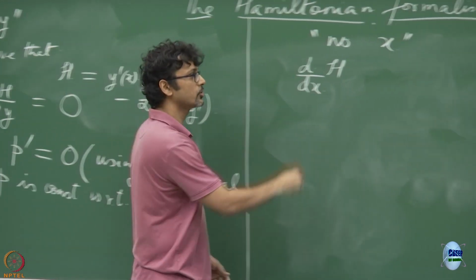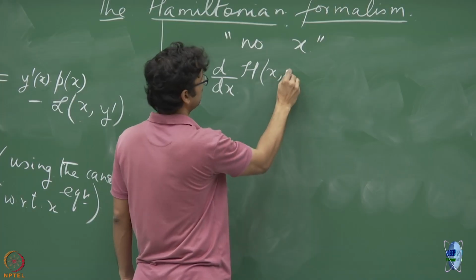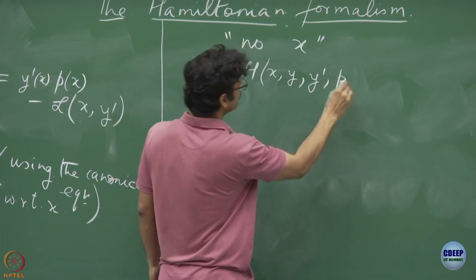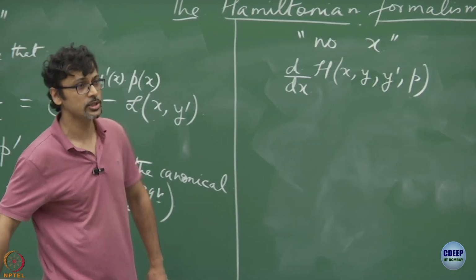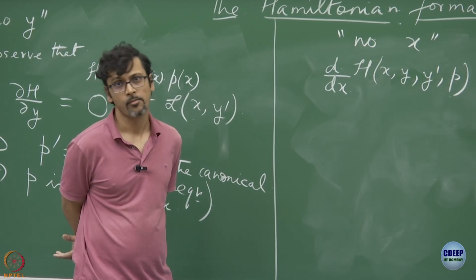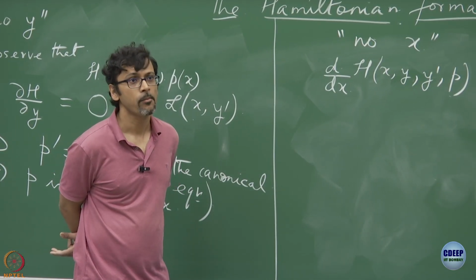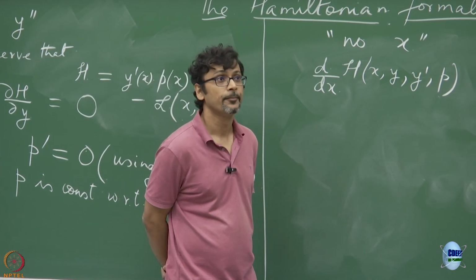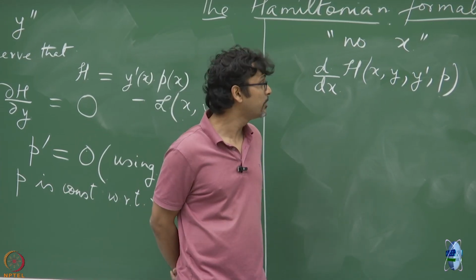Remember what H was a function of? x, y, y prime, p. Which one goes off now in the no x situation? x has to go off, right? x has to go off from which term here? Does it go off completely from the Hamiltonian?